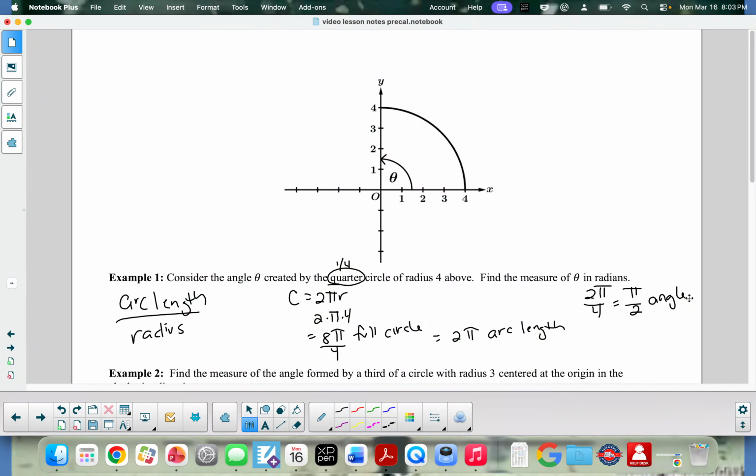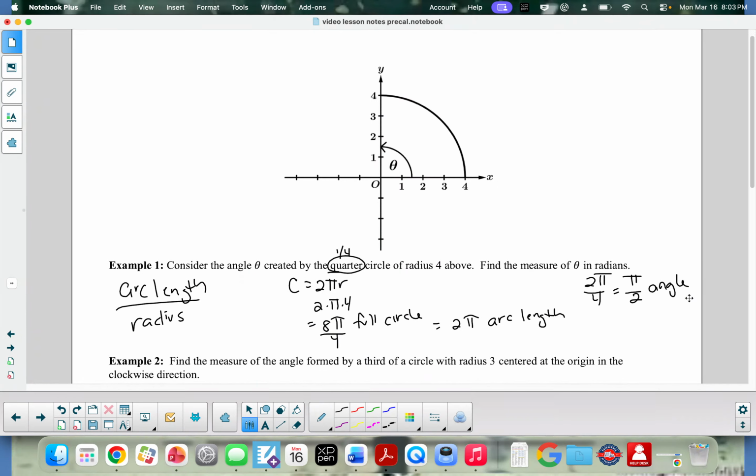Okay, that's how this is going to work if you're talking about partial circumference, which is arc length. All right, so let's try another one.